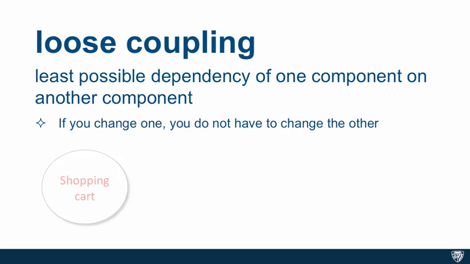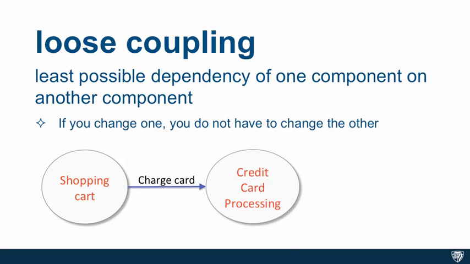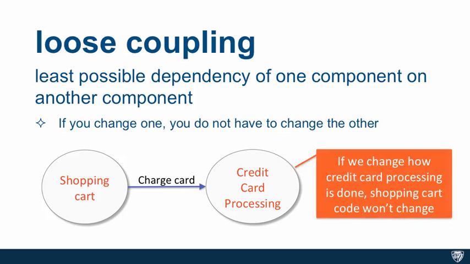For example, if you have a shopping cart and it's working very well, and then you add another component that helps you charge credit cards. So the shopping cart calls the credit card processing component. If these two components are loosely coupled, it means that if we change how credit card processing is done, the shopping cart code will not change. It will not care whatsoever how the credit card processing component is working. It just needs to be able to call out to it, and the rest of the details it doesn't care about.